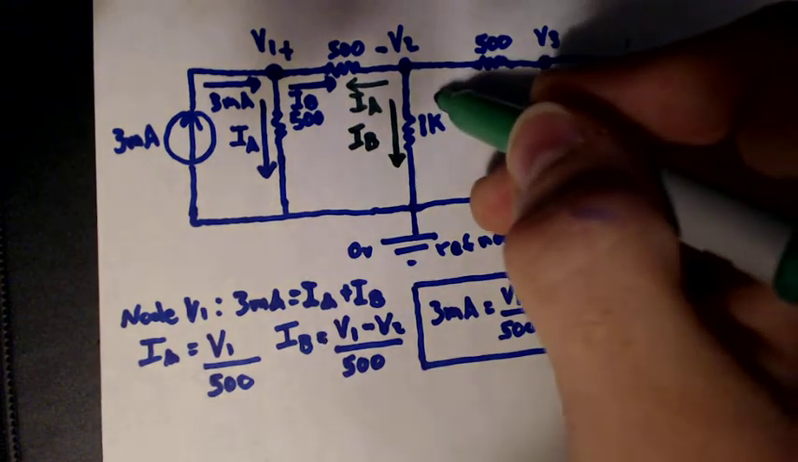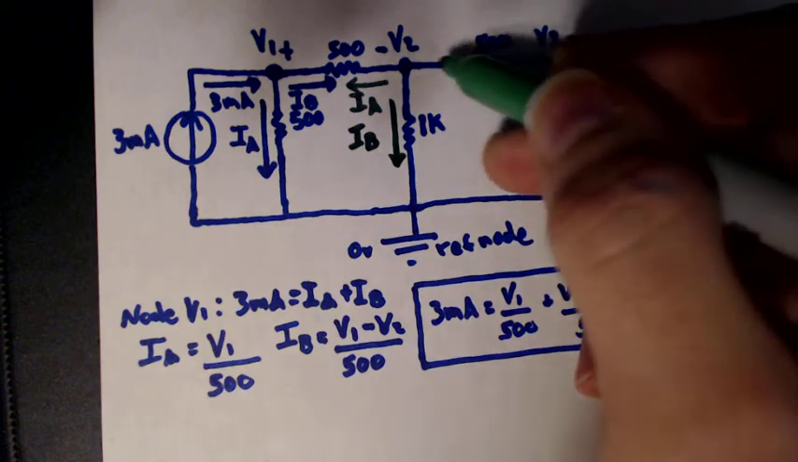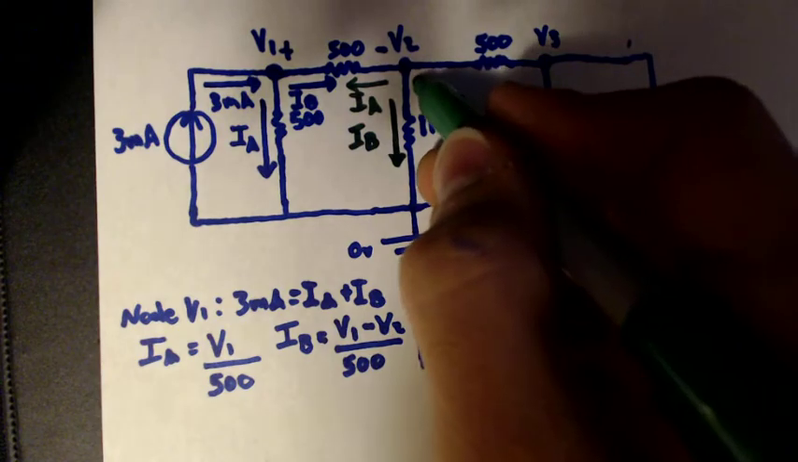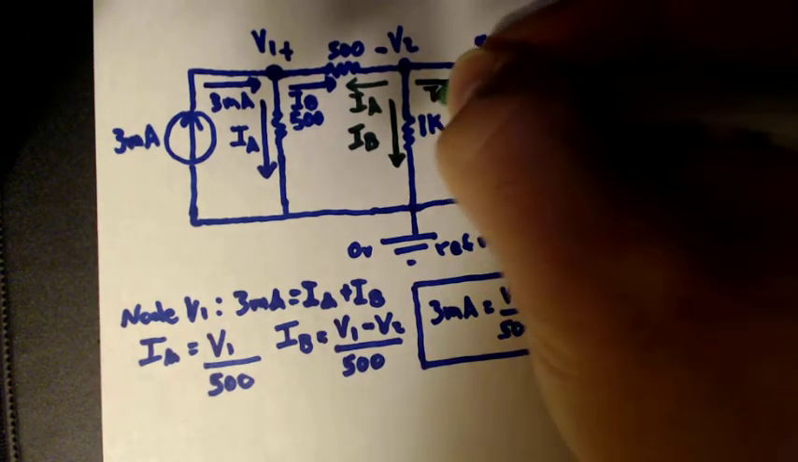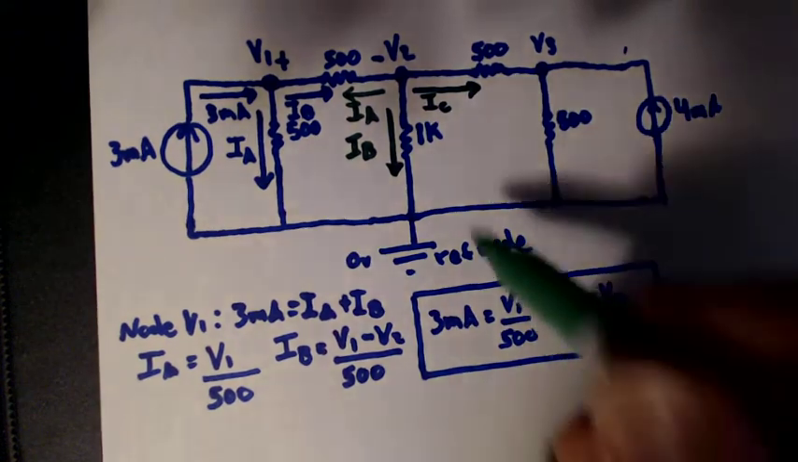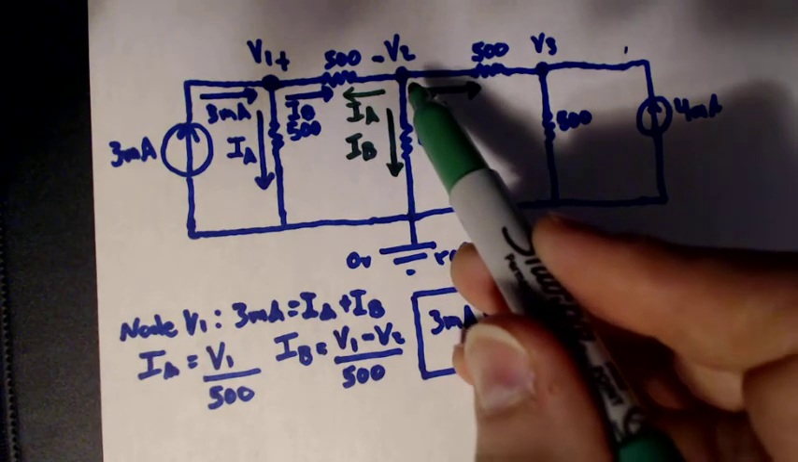And now I have my last one over here, IC. I could pick it to go to the right, I could pick it to go to the left. I'm actually going to pick it to go to the right so I can show something here about how we write this KCL expression. If you notice, I've actually had it so that all of my currents are leaving the V2 node.